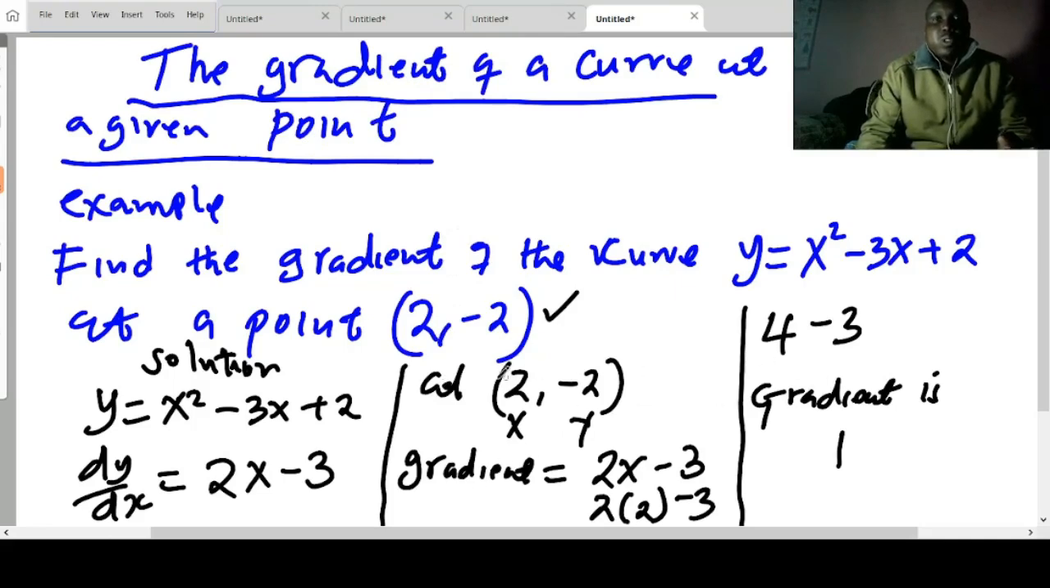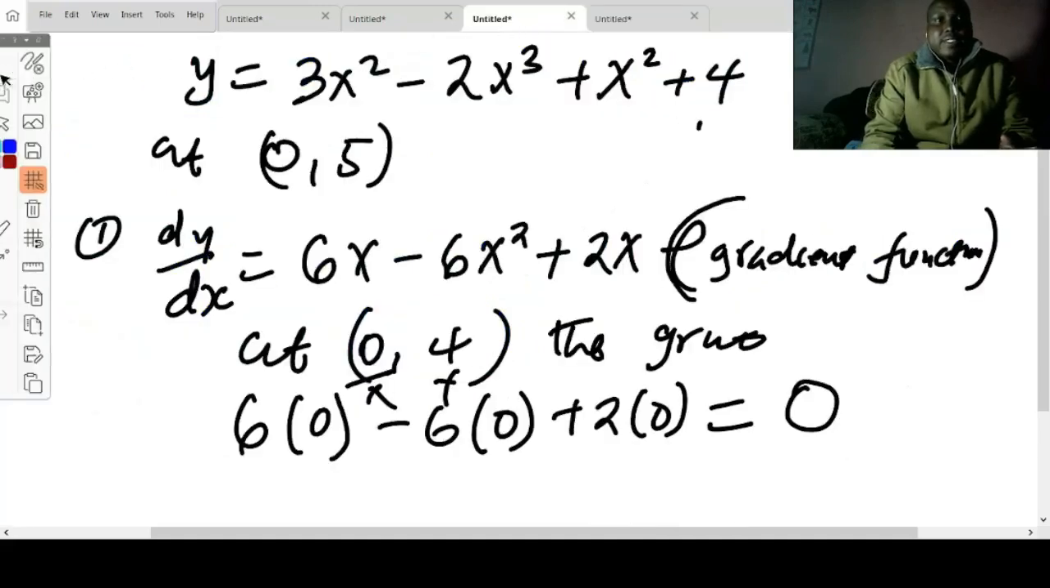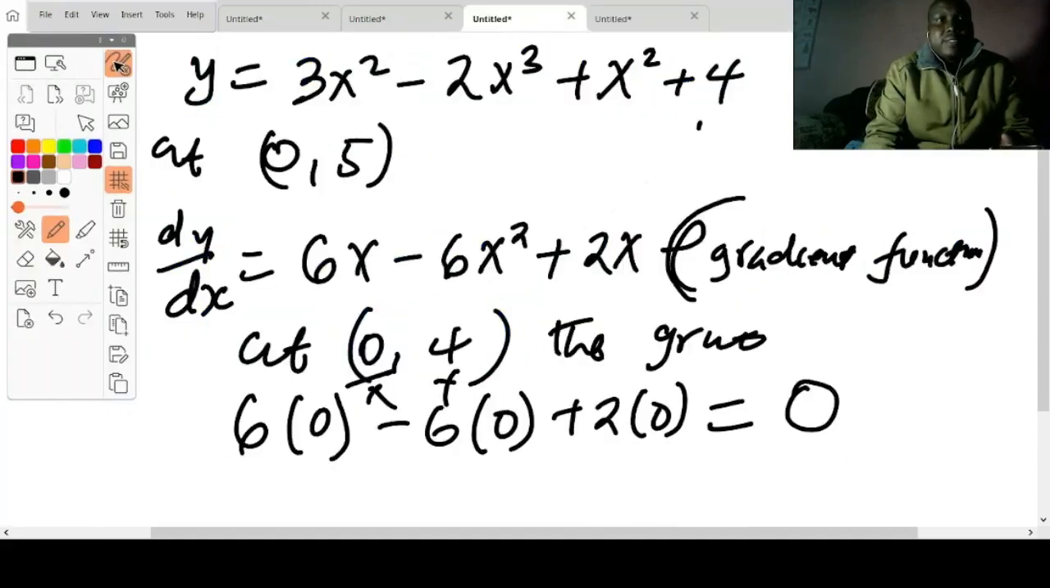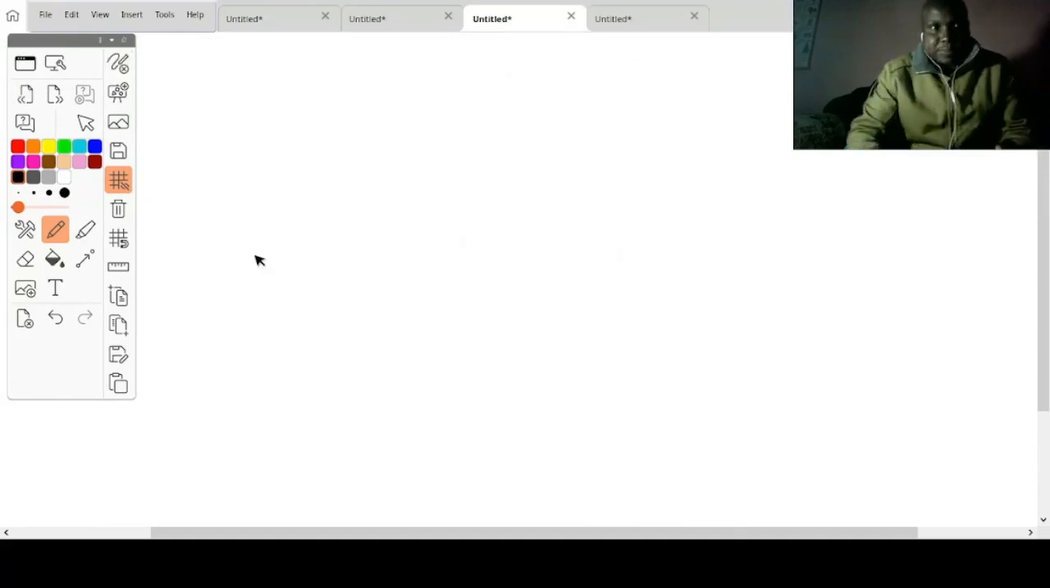So when we have found the gradient is equal to 1, we can as well use the gradient 1 to get this point. Very important. So let us do that.